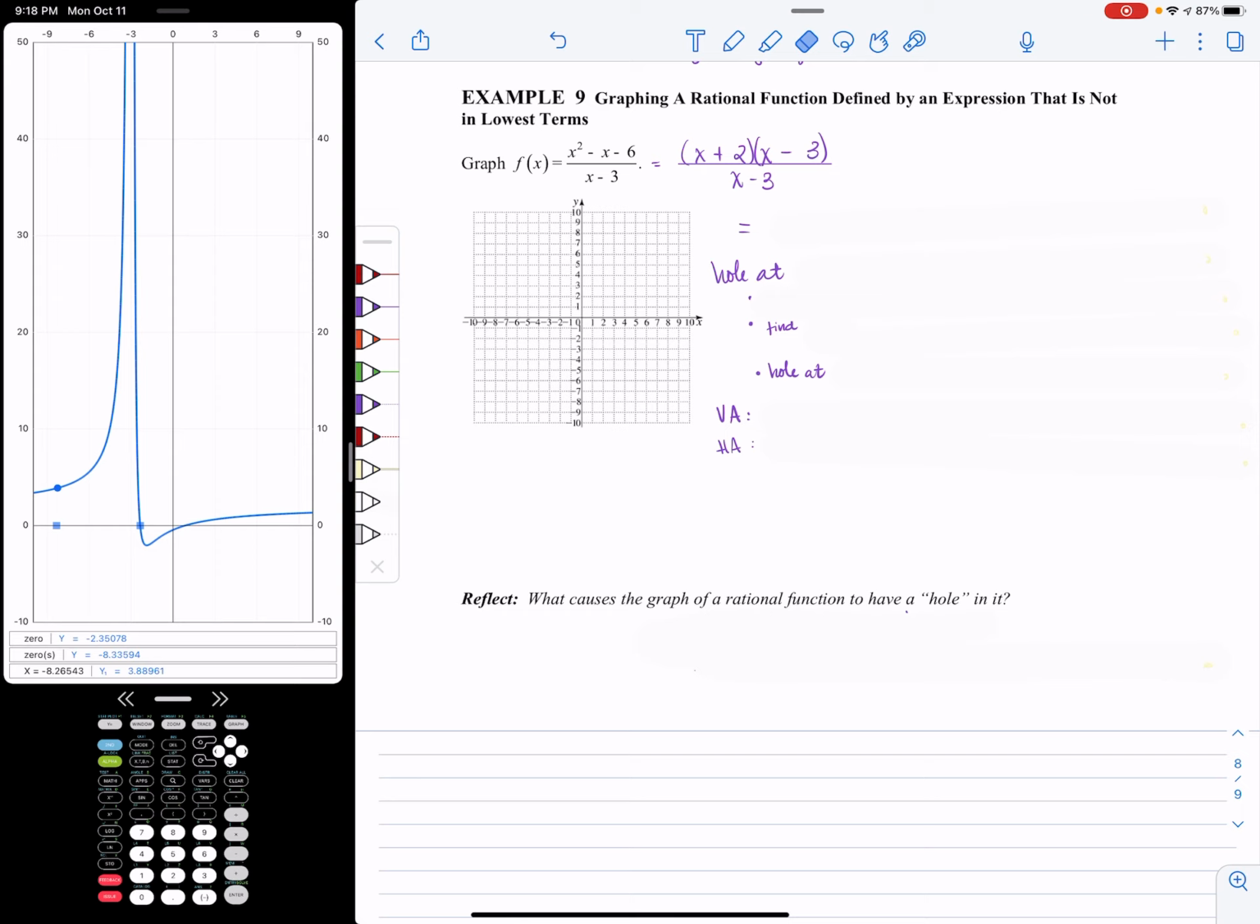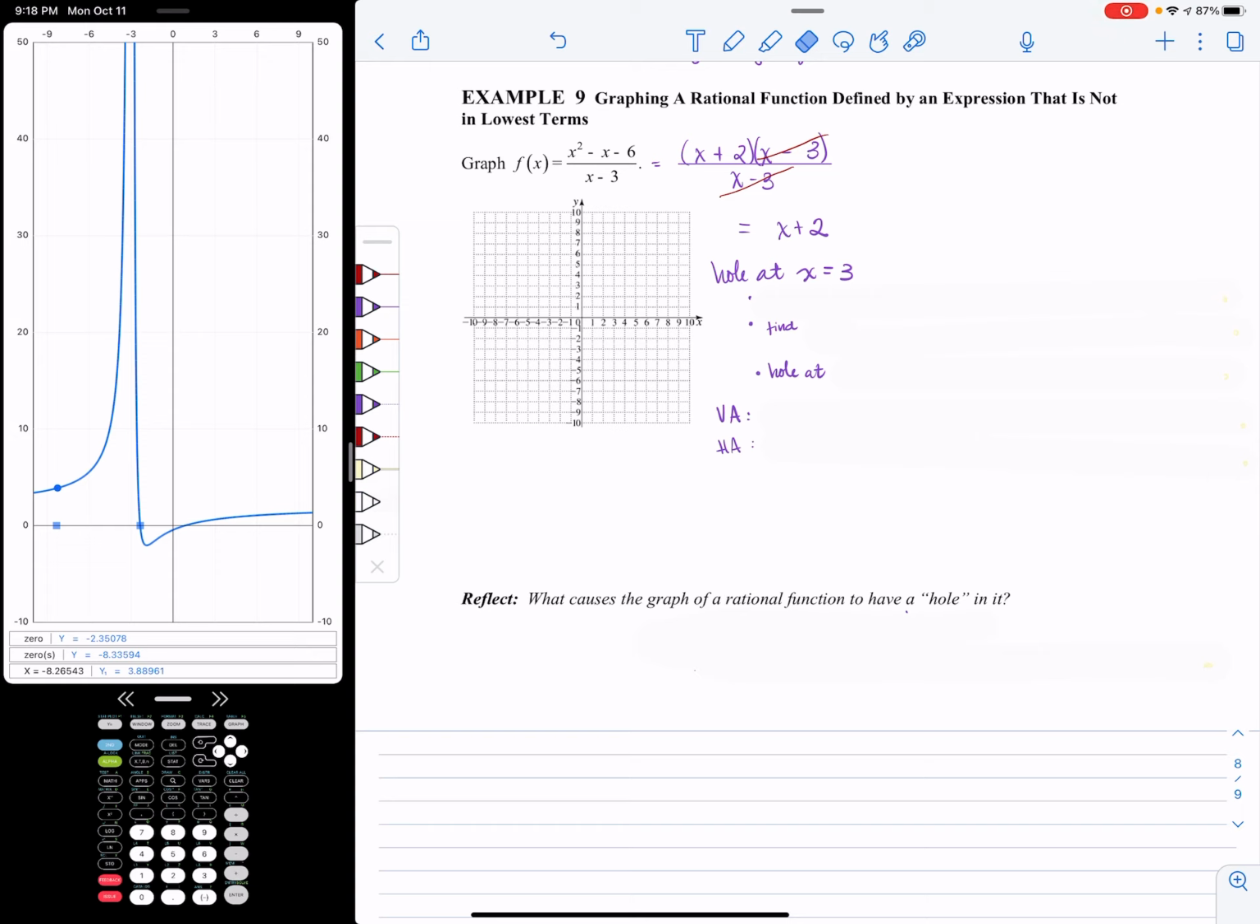But one of the things that I hope you'll notice right away is that I have a pair of identical factors that can be canceled. These two are identical. They can be canceled. And so the only thing that I have left, my simplified function, is now x plus 2. Okay, so identical factors on top and bottom are going to cause a hole in the graph. And so in this case, the hole is going to occur at the x value of 3.